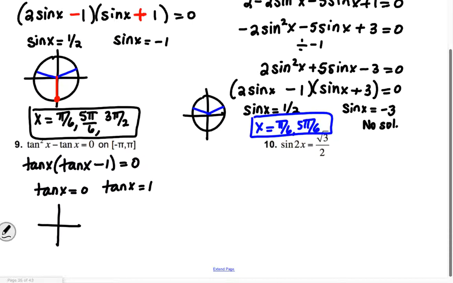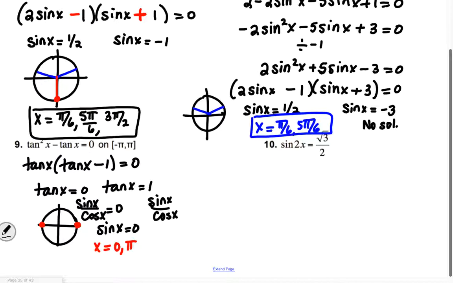So tangent is equal to 0 when sine of x over cosine of x is equal to 0. In other words, sine of x equals 0. So sine is equal to 0 in 2 locations, here and here. So my answers to that would be 0 and pi. Okay, but tangent of x equals 1 when sine of x over cosine of x equals 1. Which means, in other words, sine of x is equal to cosine of x. So there are 2 locations on the unit circle where that's true. That's going to be here and here, which are x equals pi over 4 and 5 pi over 4.